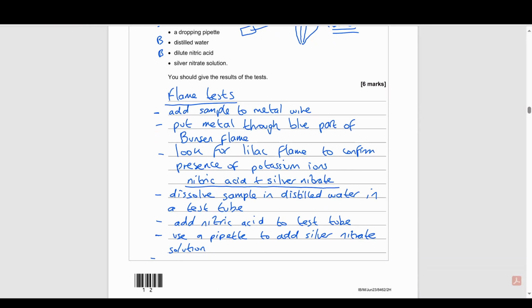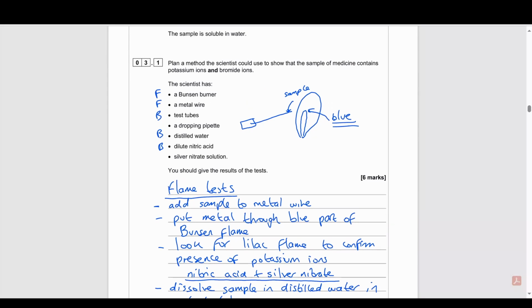Now, what's going to confirm for us the presence of the bromide ions? Well, with these tests, we're looking for precipitates. In the case of bromide ions, the precipitate that we're going to be looking for is a cream precipitate. So just like in the flame test, we're looking for the color, which is a cream precipitate. And there's the answer to our question.